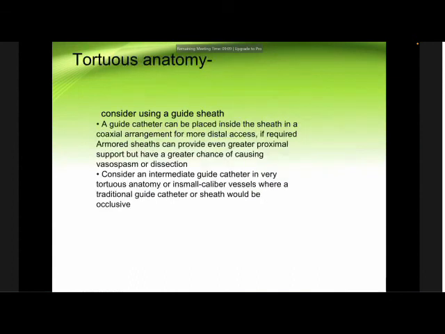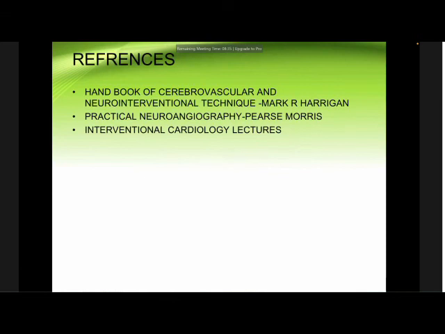In patients with tortuous anatomy, always consider using a guide sheath, and this guide catheter can be placed inside the sheath in a coaxial arrangement for more distal access. If required, armored sheaths can provide even greater proximal support with the compression of vasospasm. Consider an intermediate guide catheter in very tortuous anatomy or in small caliber vessels where a traditional guide catheter or sheath would be occlusive. Thank you.